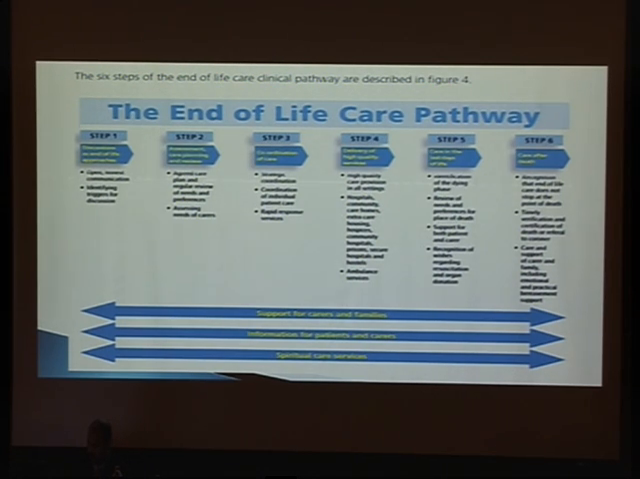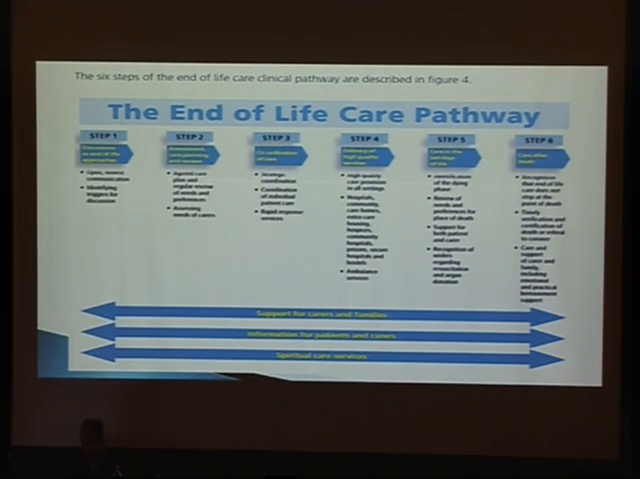Step three, coordination of care: strategic coordination of individual patient care and rapid response services. This is how to build the system for advanced care. Delivery of high quality services through high quality care provision in all settings: hospital, community, and ambulance services.